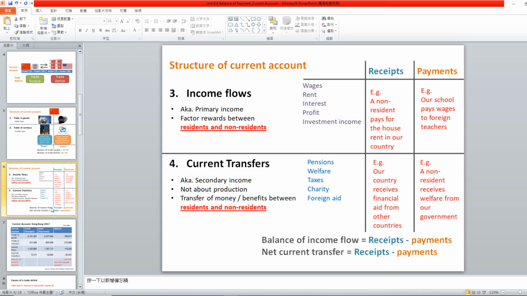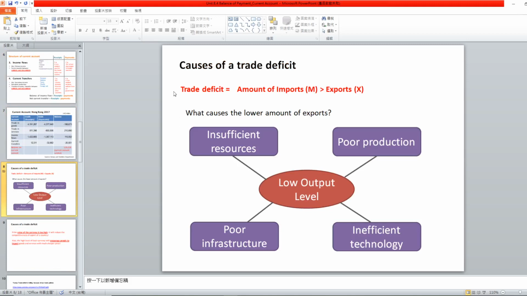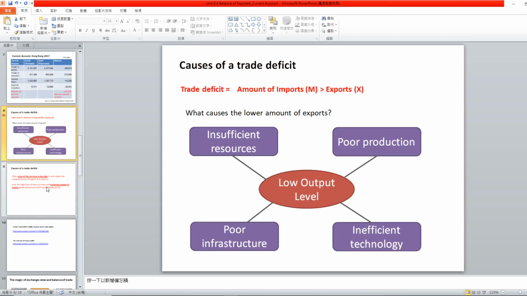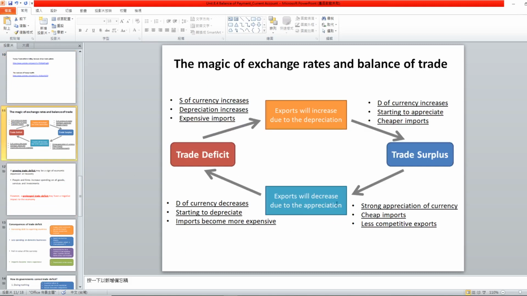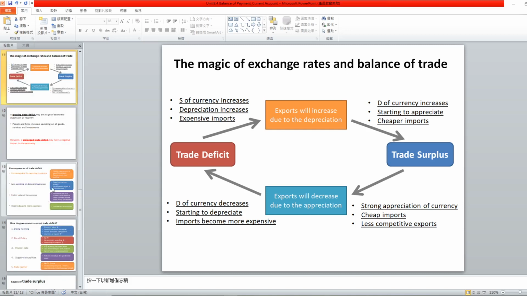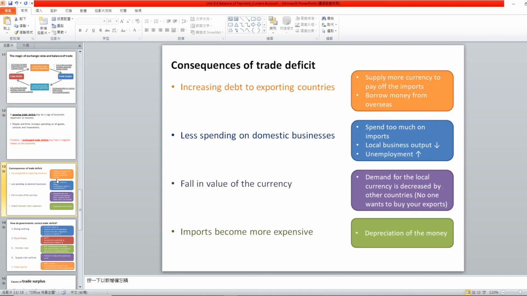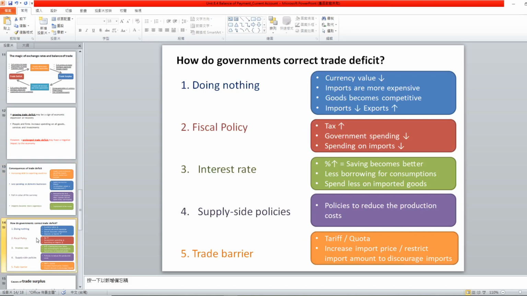We talk about different causes of a trade deficit, and then we see the magic cycle about exchange rates and balance of trade. Then we talk about the consequences when we have a prolonged trade deficit, and also some methods that we can use to correct trade deficits.